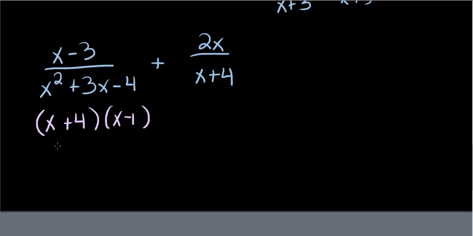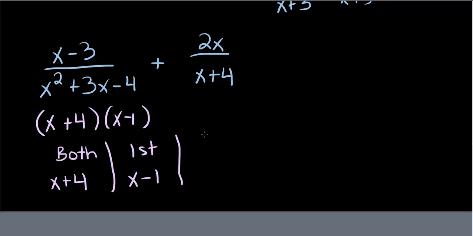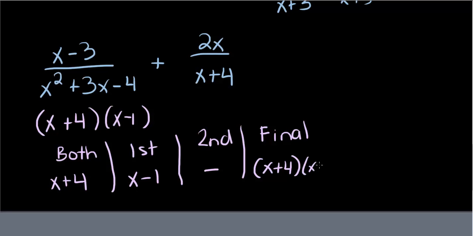So let's go ahead and work on our table. Both of them have an x plus 4. The first one, on top of the x plus 4, also has an x minus 1. And the second one only has the x plus 4, so there's really nothing else. So the denominator that I'm going to use is going to be x plus 4 times x minus 1. So that's good news. That means that I don't have to do anything to the first term because it already has that denominator. So the first one is going to be x minus 3 over x plus 4 times x minus 1.